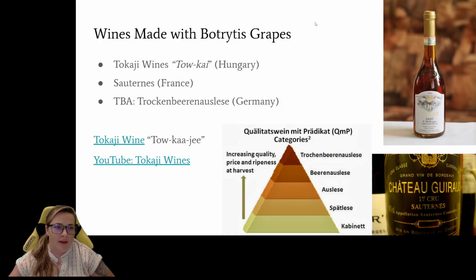We do have some information for that for you if you'd like. So this Tokaji wine, that's like the region, and a little YouTube video for you as well, if you'd like to see.